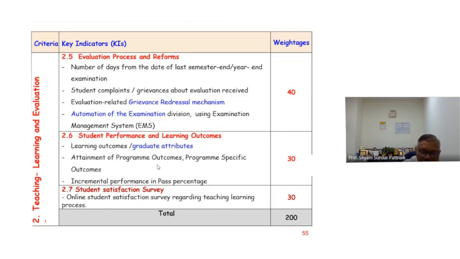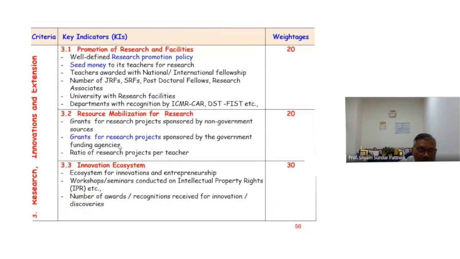Yesterday, we were talking about success rate. So this is basically the success rate approach which we see. Then the student satisfaction survey should be online. You must have an online process of getting the student satisfaction survey, because offline student satisfaction surveys are not given weightage, neither are they considered well.